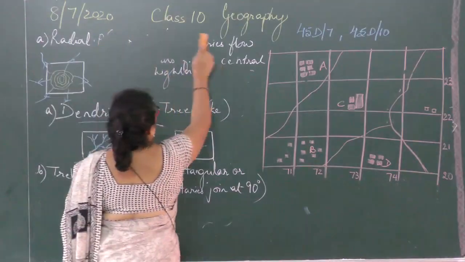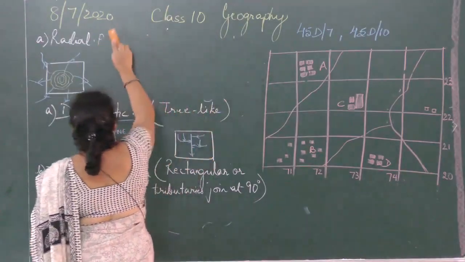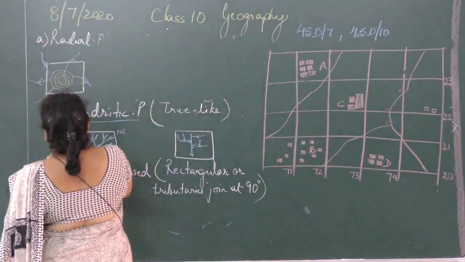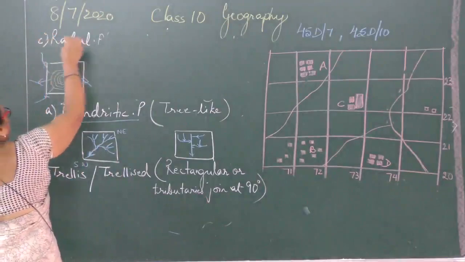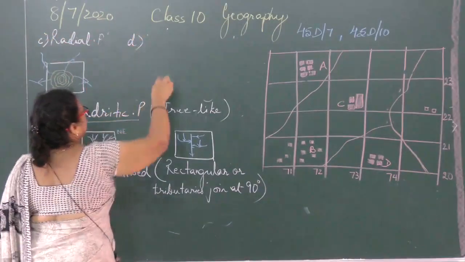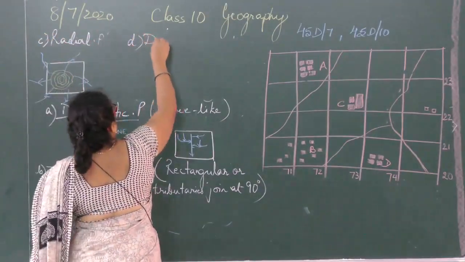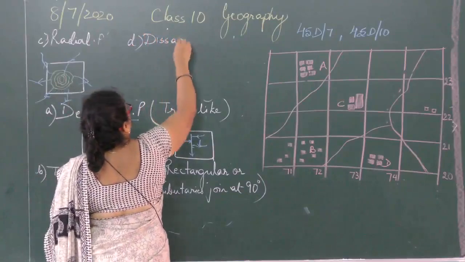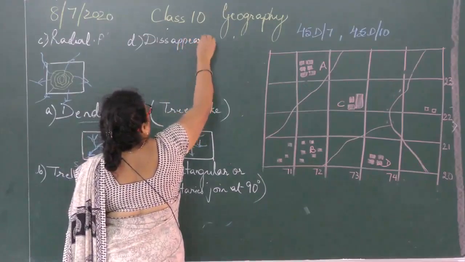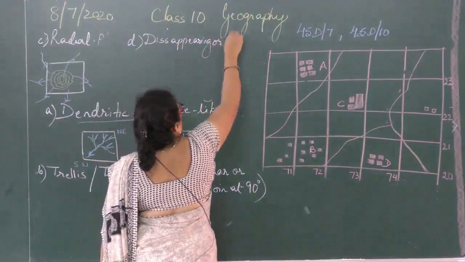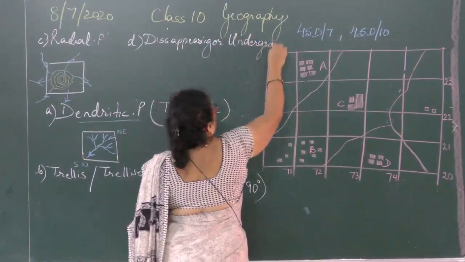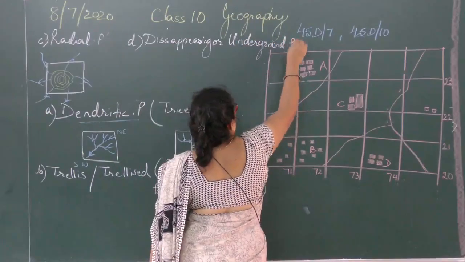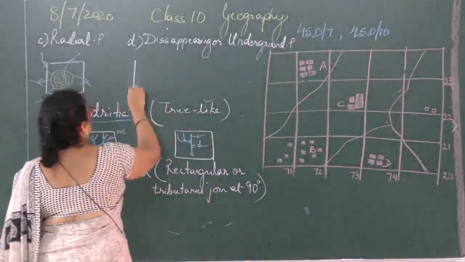Next, after radial, you have, please make this C. Radial is the third one. And D will be disappearing. Disappearing or underground pattern. Drainage pattern. How does this look?